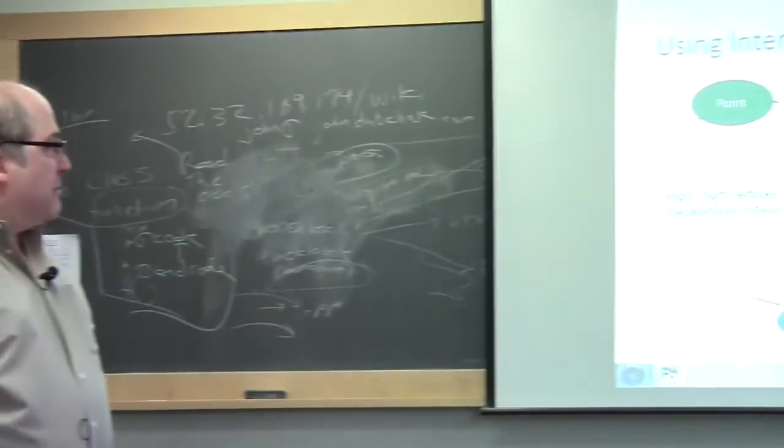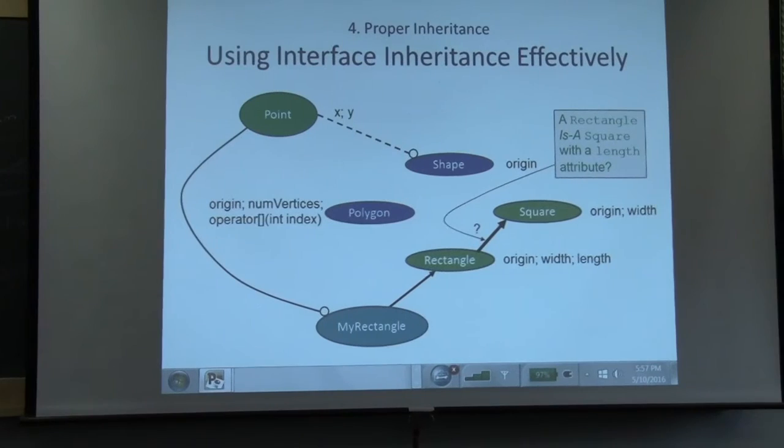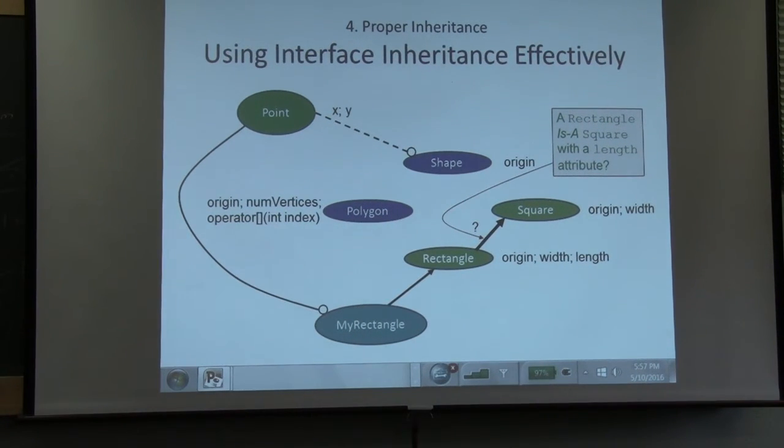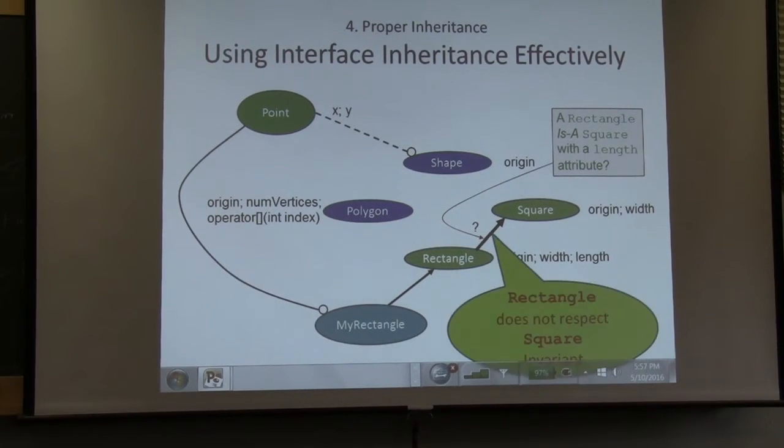So what's the possibility? Is a rectangle a square? I put this one here because when I was first learning Java, briefly, I was looking at the Java book, and they said an ellipse was a circle with an extra focus. Anyway. So what do you think of this? Is a rectangle a square? No. Okay, well, the rectangle does not respect the square's invariance. So that's not so good.